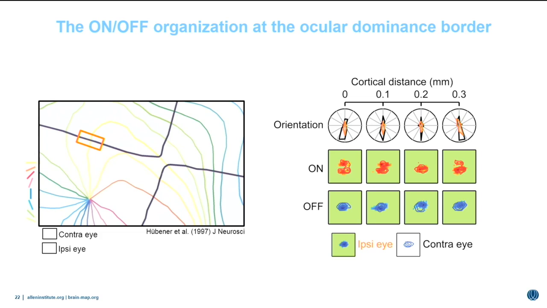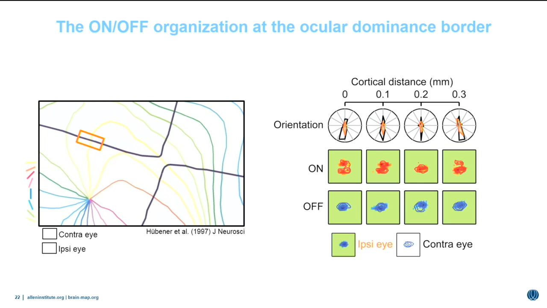So the cortex tries to have a continuous representation of the on and off retinotopy at the border, and by doing this match, you have a hard time changing the orientation preference, because the on and off organization defines the orientation preference.